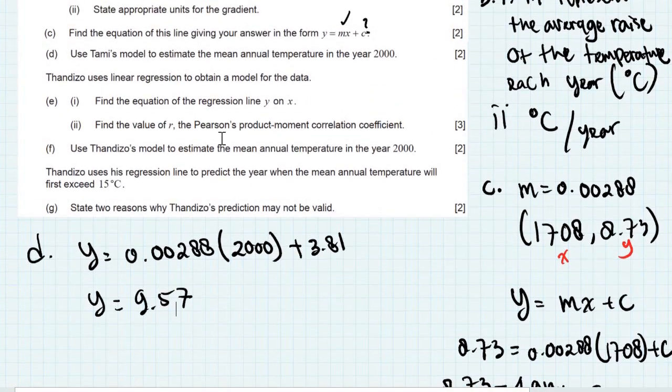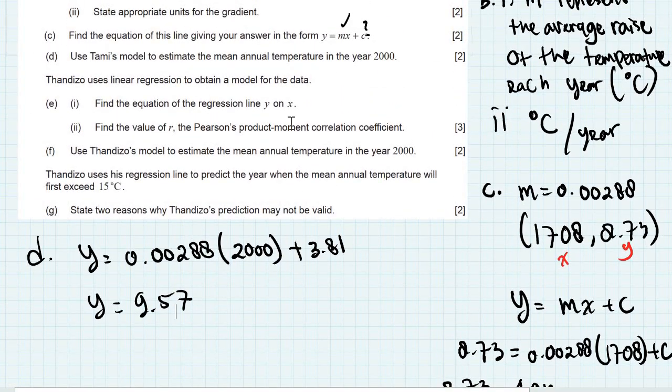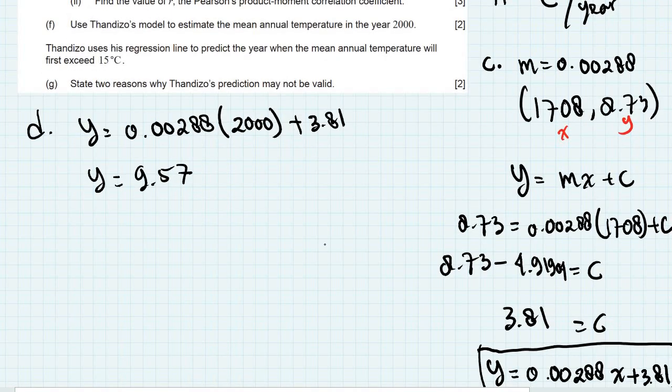What's the question? Estimate the annual temperature. So the temperature is 9.57 degree Celsius. That's D.